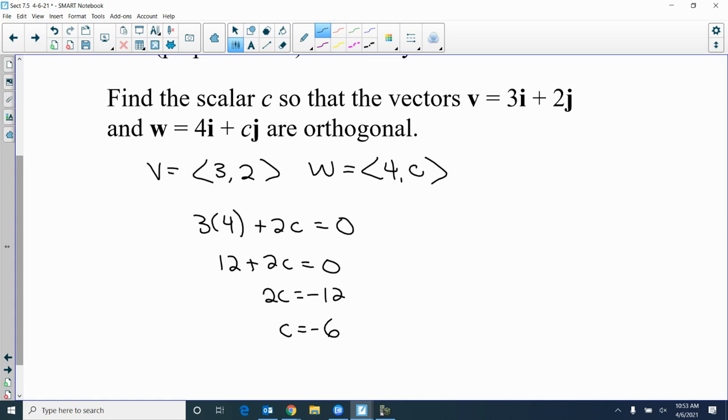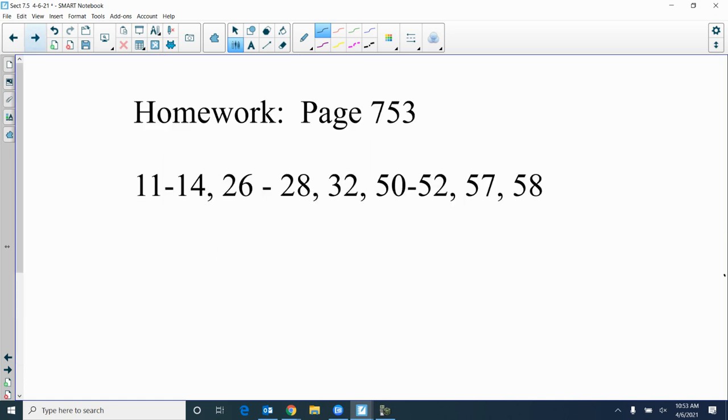All right, so parallel means 180 or 0 degrees, perpendicular means 90 degrees, and then the dot product is 0. Okay, page 753 here. These are easy ones.